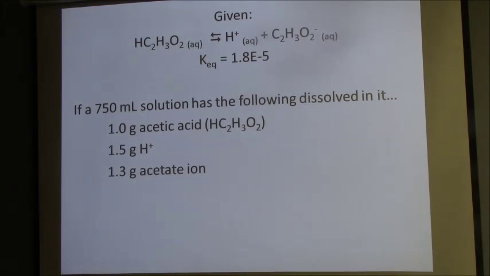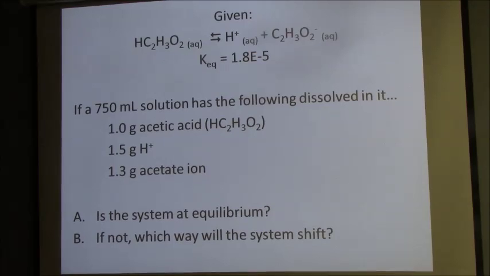So let's pretend that I give you this problem. I'm giving you the value of the equilibrium constant. Now remember, you can write it as K or Keq or K sub c. They're all the same thing. So if I tell you that I have a 750 milliliter solution, and I dump 1 gram of acetic acid, 1 gram of H plus, and 1.3 grams of acetate into it, which way will it shift to achieve equilibrium? That's what I want to find out.